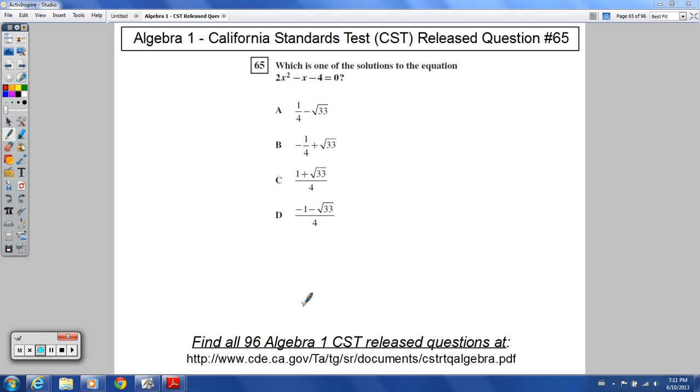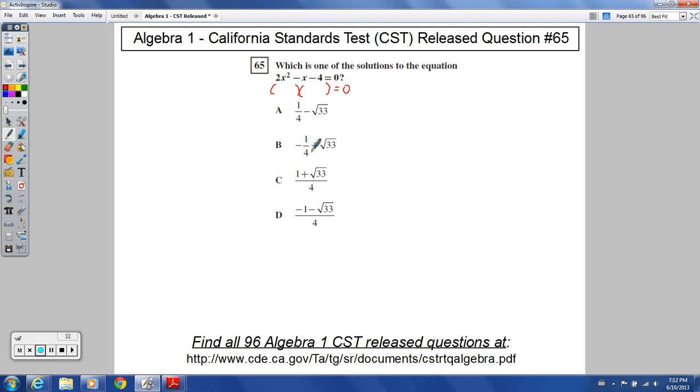It's time for Algebra 1 release question number 65. It says, which is one of the solutions to the equation 2x squared minus x minus 4 equals 0. On this one, I'm seeing some radicals in the answer choices. You could try all day long to factor this into something times something else equals 0, but it wouldn't work out. So we can approach this in two different ways.